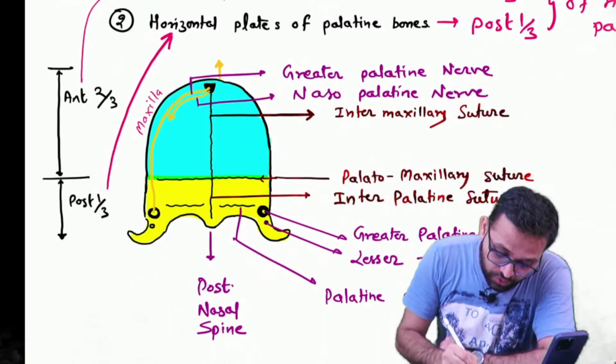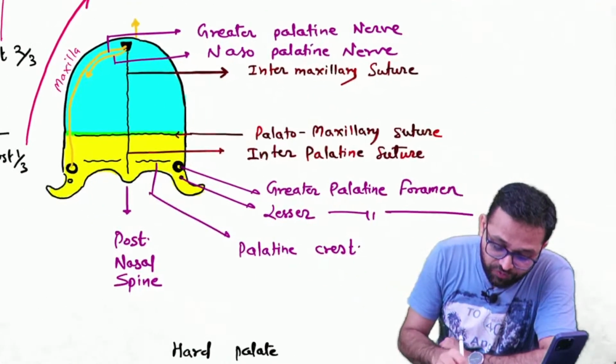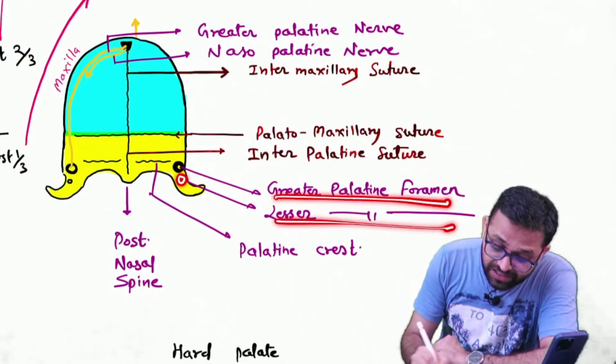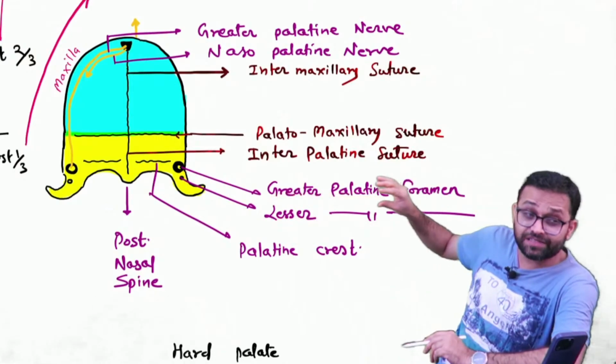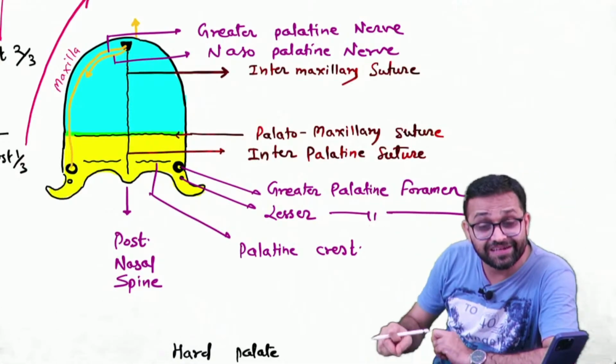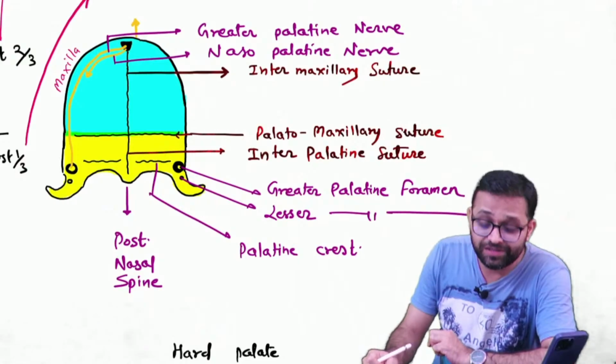Now look on the back side. There is our foramen. Which foramen is present? Sir, greater palatine foramen, and behind it lesser palatine foramen.